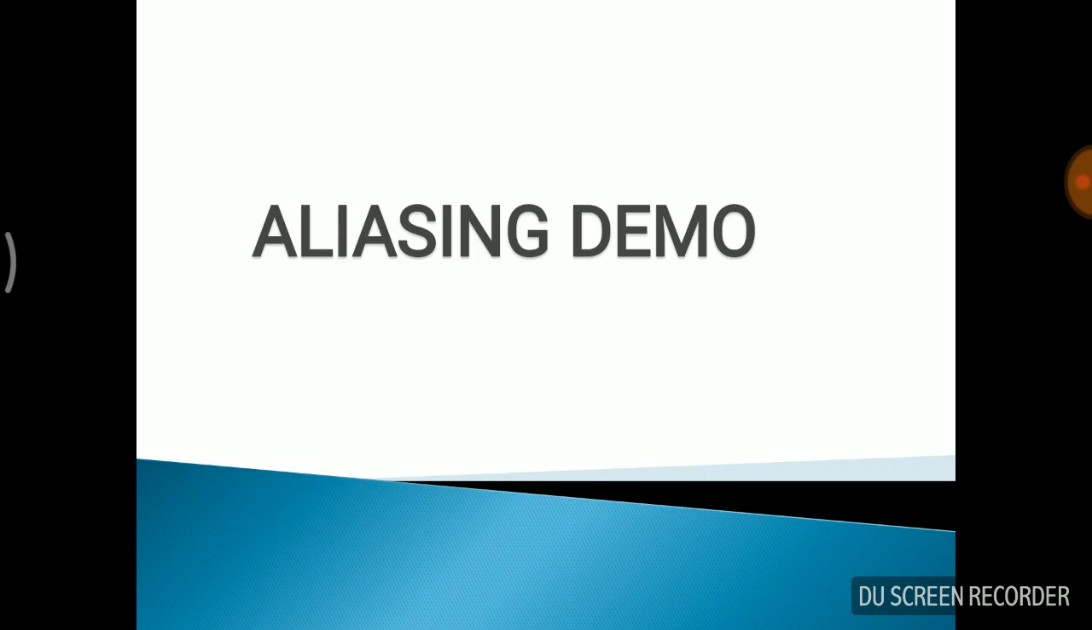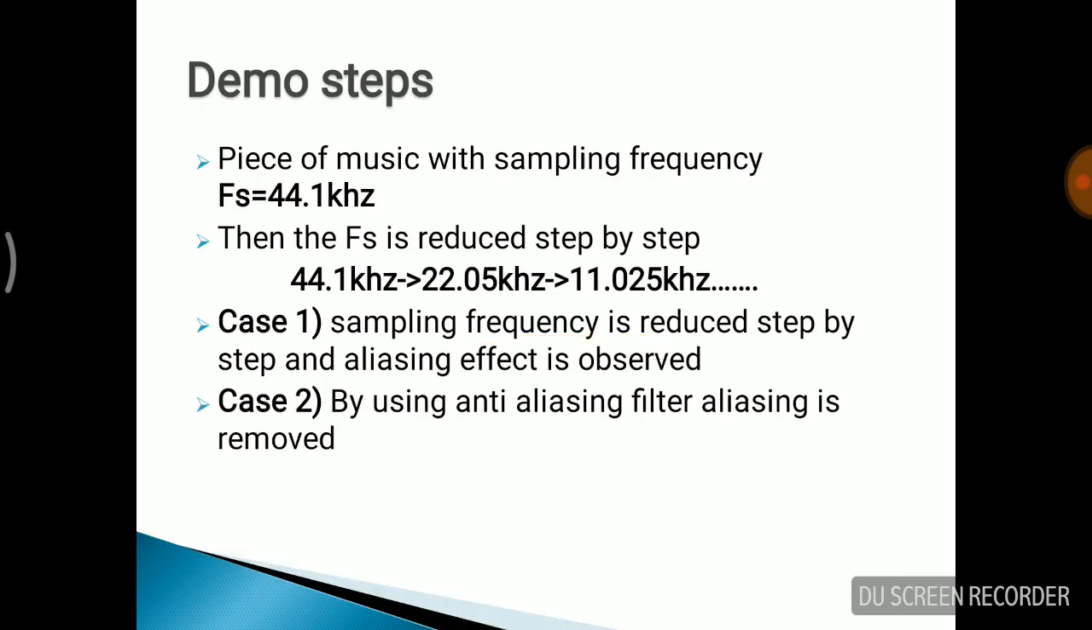What we are going to do here is take a piece of music which has a sampling frequency of 44.1 kHz. Then, this sampling frequency is reduced step by step, that is, from 44.1 kHz to 22.05 kHz, again to 11.025 kHz, and so on. Then we are going to see how two cases will occur.